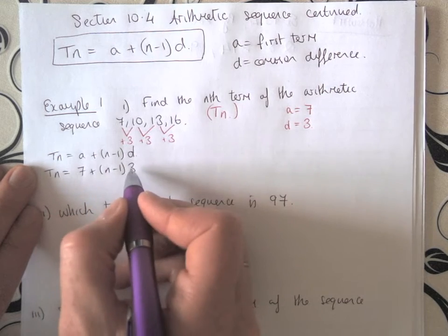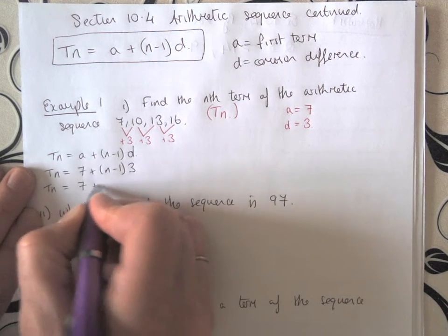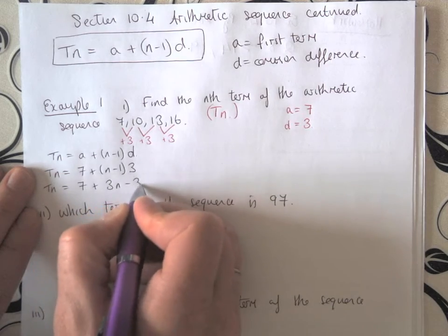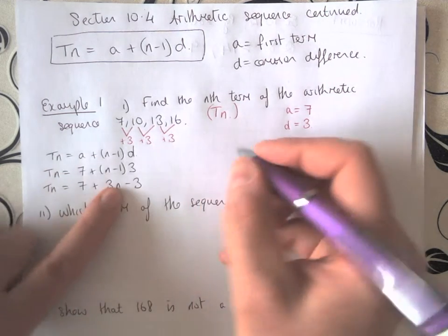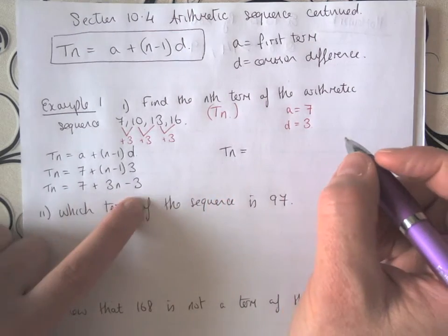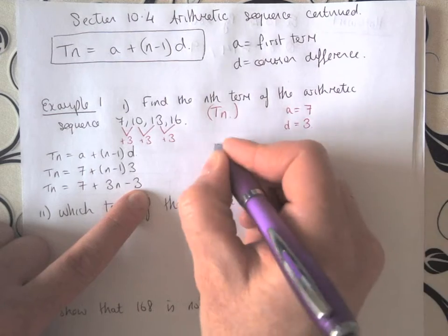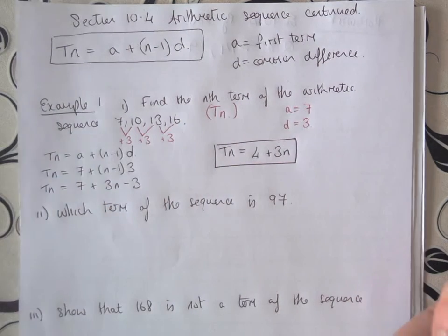Bracket means multiply, so I'm going to multiply 3 by n and 3 by minus 1. 3n minus 3. And then tidy it up. I can put 7, take 3 together. So 7 take away 3 is 4. So 4 plus 3n, or 3n plus 4 is my Tn. Okay?